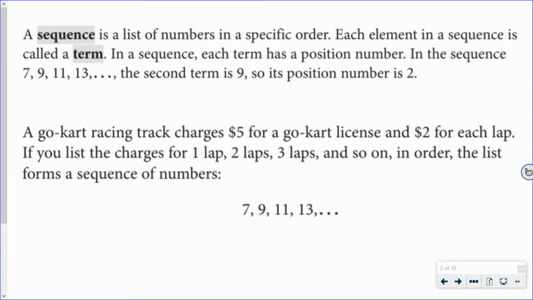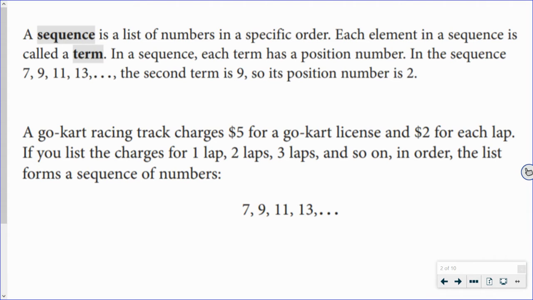So a go-kart racing track charges $5 for a go-kart license and $2 for each lap. All right, so if we list the charges for 1 lap, 2 laps, 3 laps, and so on, in order, the list forms a sequence of numbers. So, in other words, the first time we go around, they're going to charge us per lap. That'd be kind of expensive, wouldn't it?